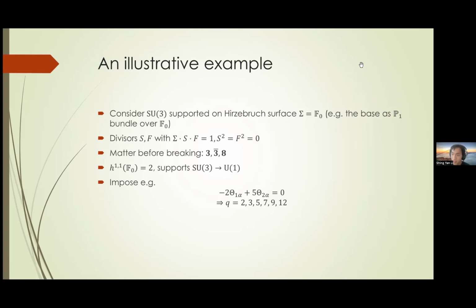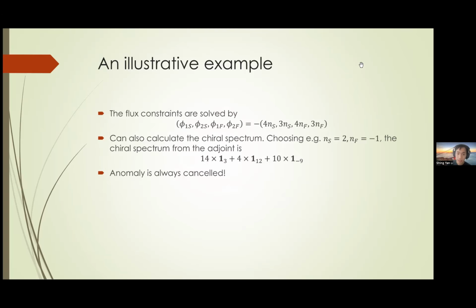But can we do better? We will see. Now let me be more explicit. We write down the flux constraints, and then we can solve them. The flux can be expressed in this very simple form where N_S and N_F are just some integers. Given the flux, we can also calculate the chiral spectrum. Because we are turning on vertical fluxes, it is known that vertical flux will induce chiral matter in the theory. So you can calculate the chiral matter spectrum given by this equation.